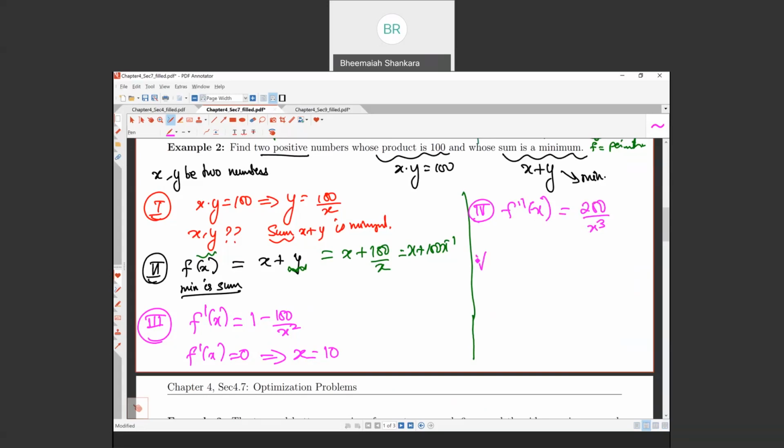In step 5, check the sign of this f double prime. Plug in x equal to 10. You have 200 divided by 10 cubed. We are not worried about a simplified answer, but we are still worried about the sign of the term. It's positive. So when you have the second derivative positive, the curve is concave up, and you will have a minimum of the function here, and the function is the sum, so you can say that the sum is minimized. You also want to find the dimensions. We found x, which is 10, so we also have y equal to 100 divided by x, so it's 100 divided by 10, which is 10.